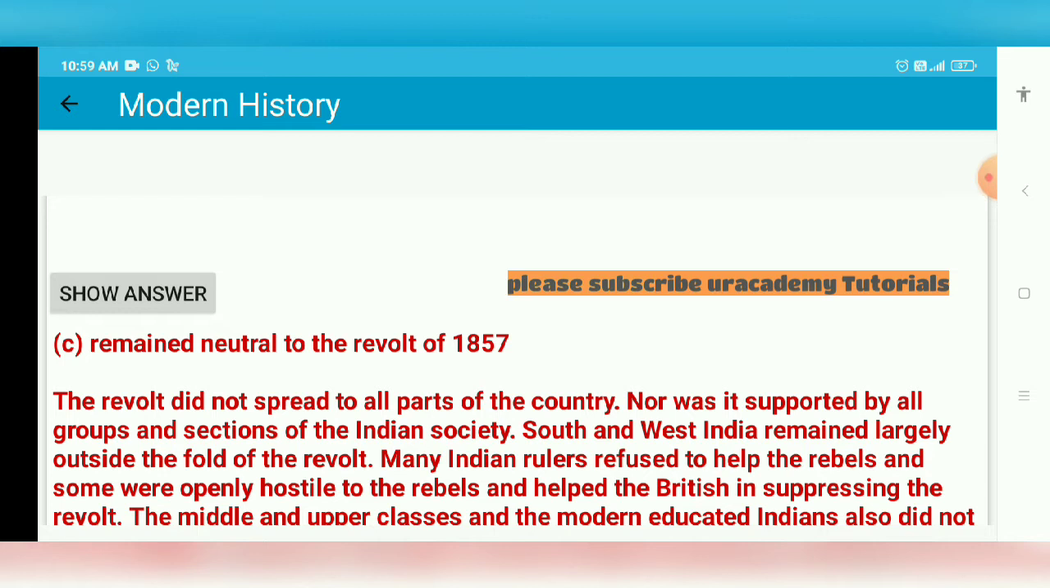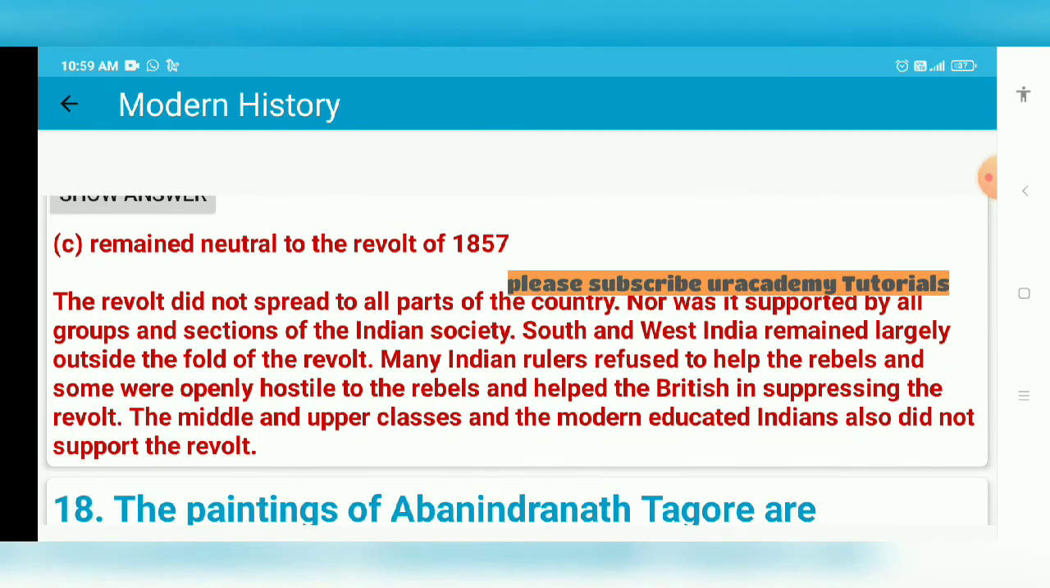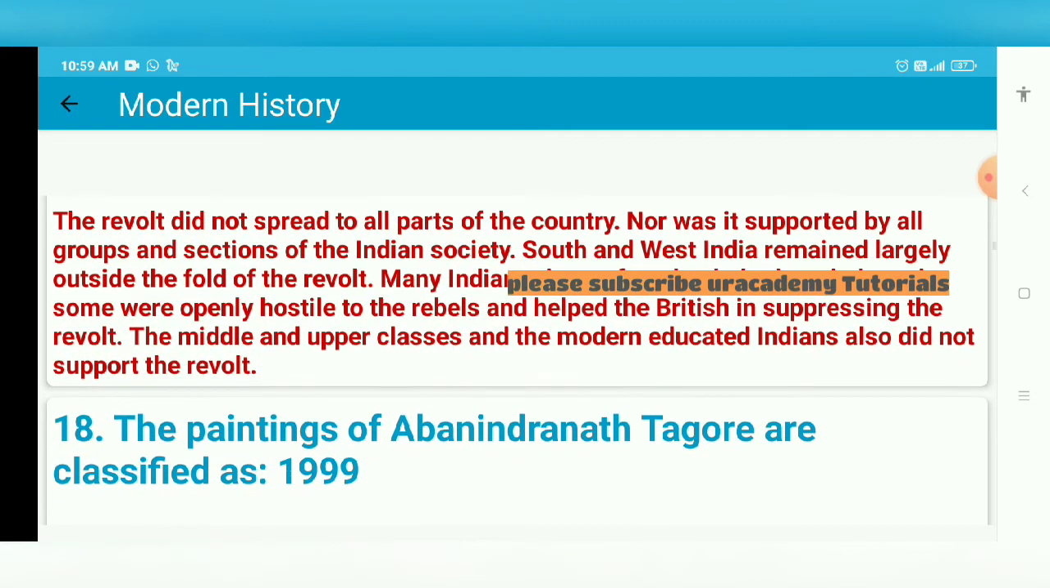We know the revolt of 1857 did not spread to all parts of India, and it was not supported by all Indians, as the middle class remained away from this revolt, considering it an army rebellion. They did not take part in it, and the upper class also did not support it. It was the lower class, especially the peasants, who supported the revolt of 1857. That's why the British easily suppressed this revolt.